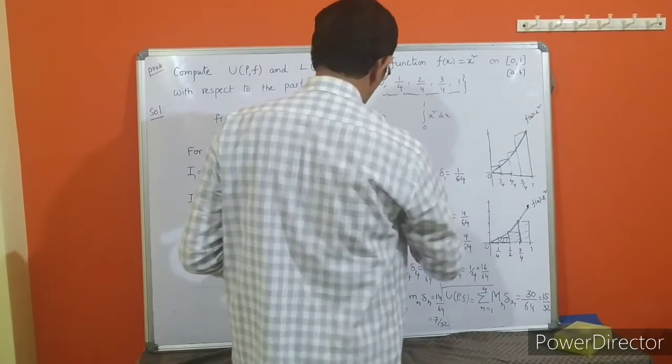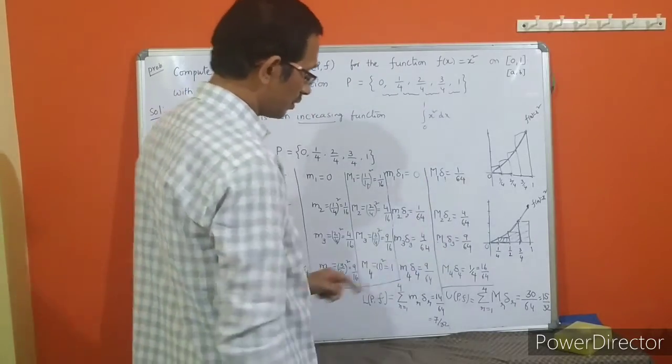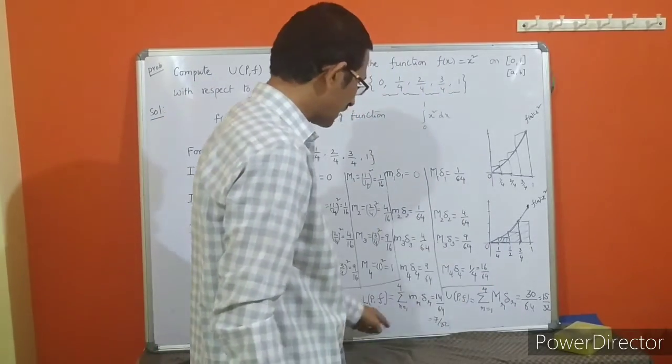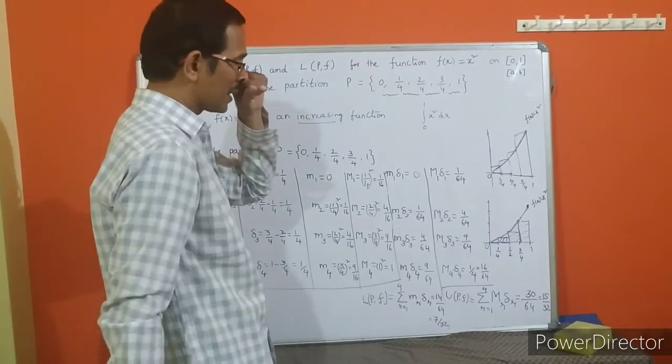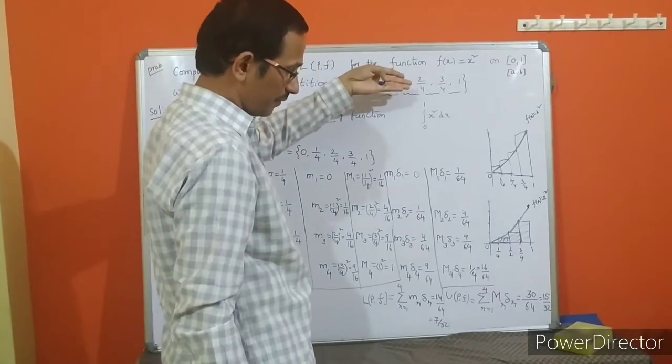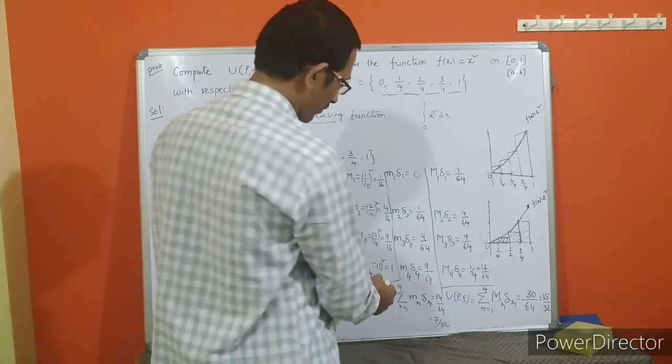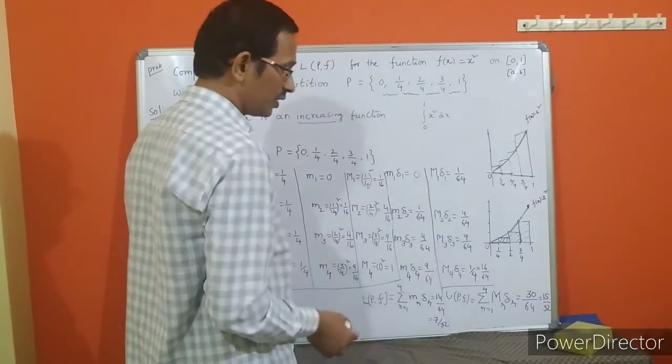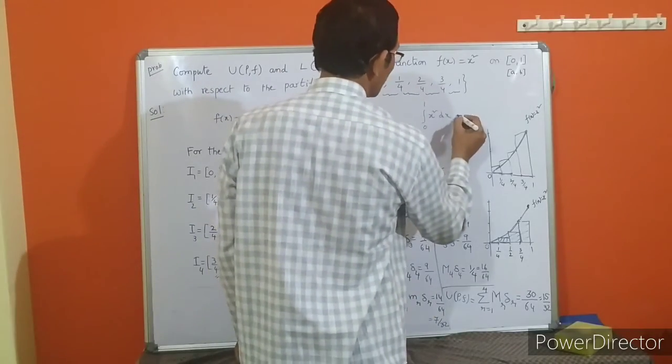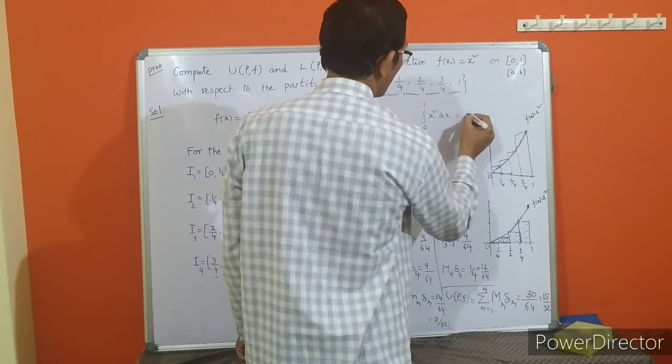Of course, this is not the problem actually. Problem is over. You calculated UPF and you calculated LPF for this partition. If you change the partition, the values of LPF and UPF also change. So what is the original integral value? You know it by calculus.